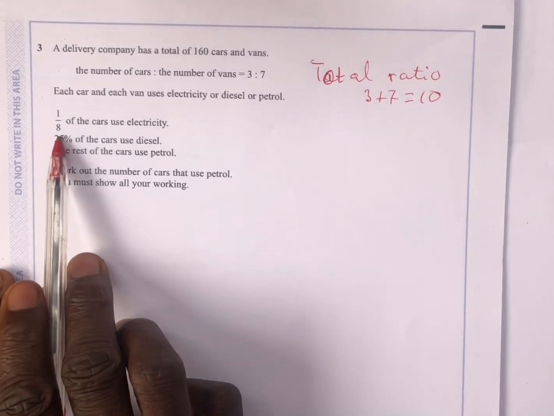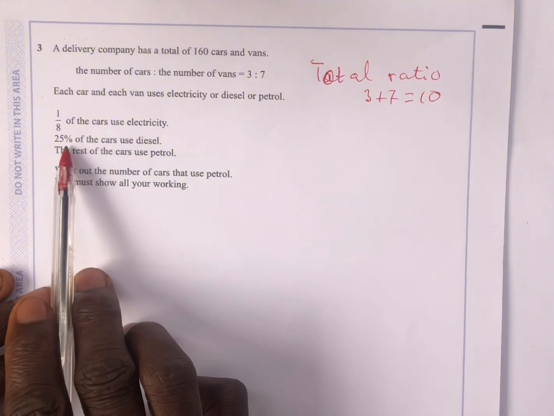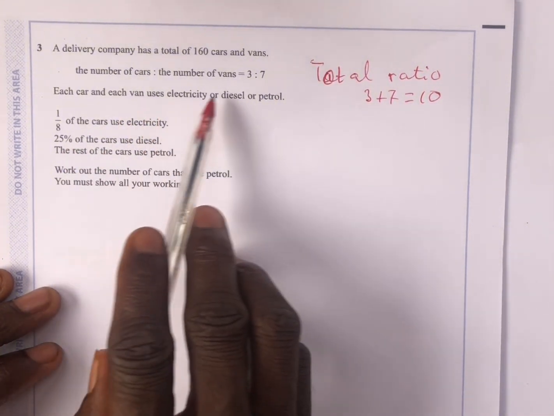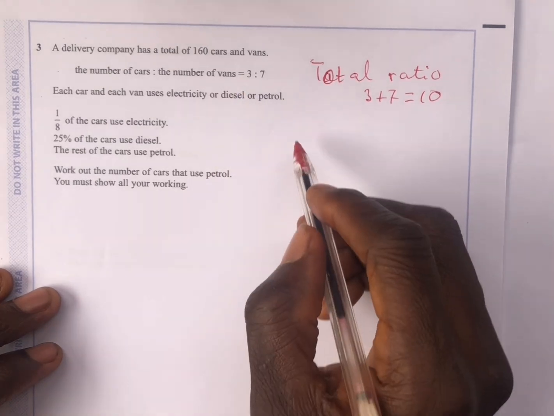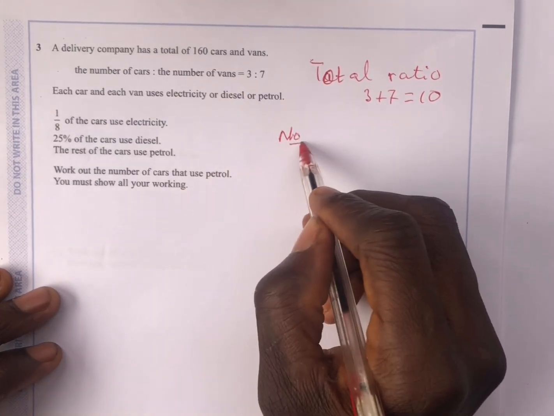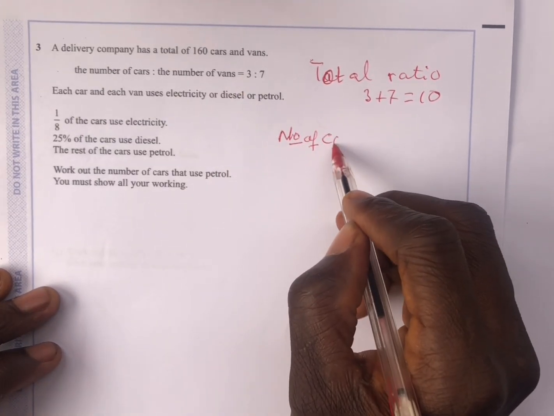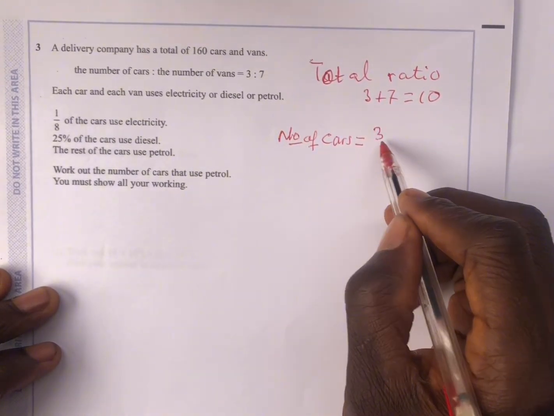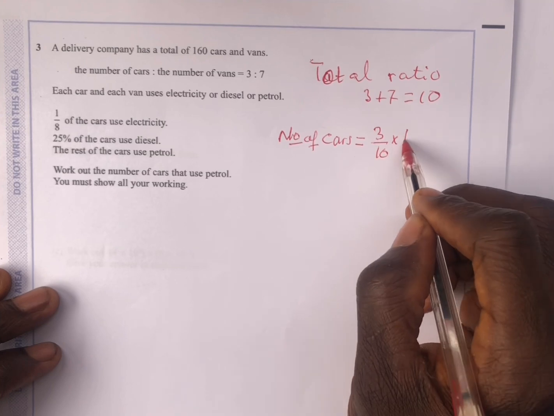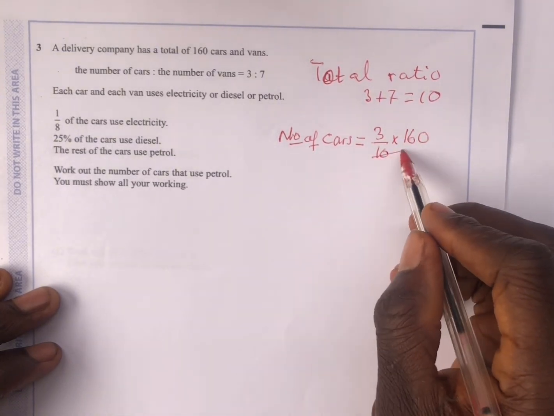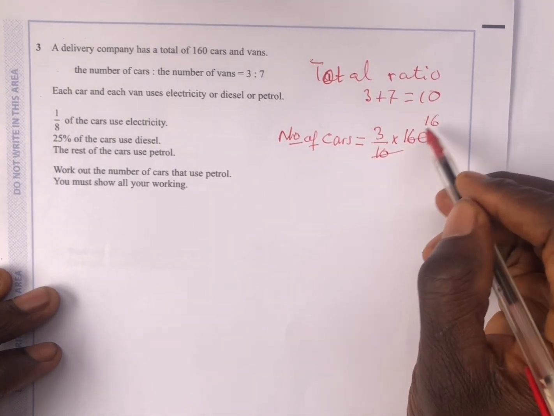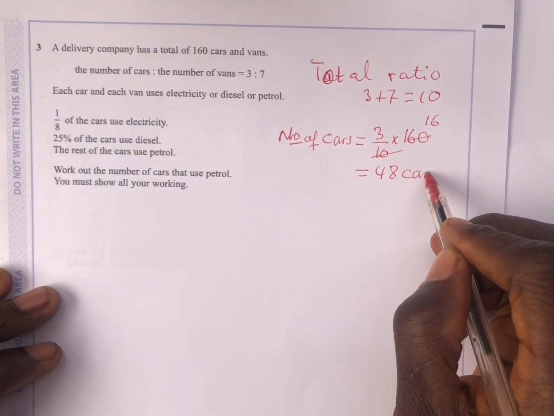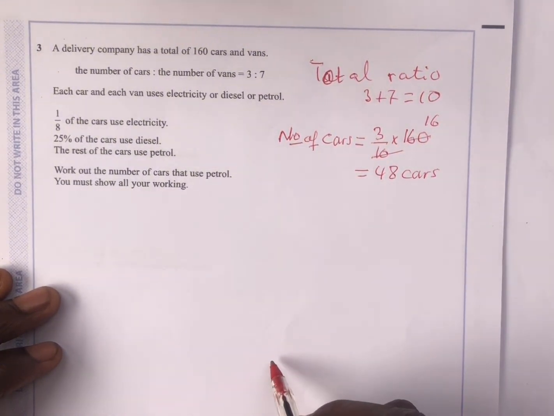Now, 1/8 of the cars, 25% of the cars. So we need to find the number of cars, which correspond to 3. So we take the number of cars: 3 on 10 times 160. 10 will cancel this 16. 3 times 16 gives 48 cars. So we have 48 cars.